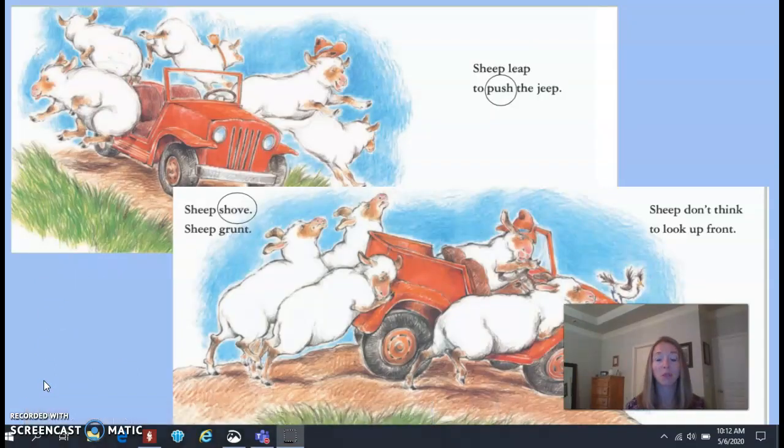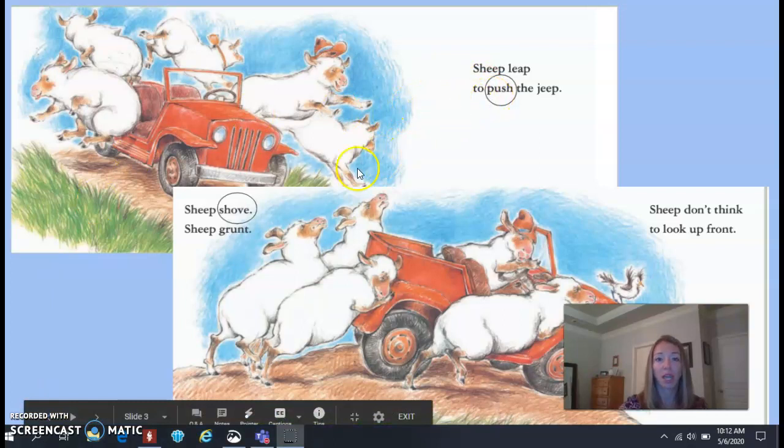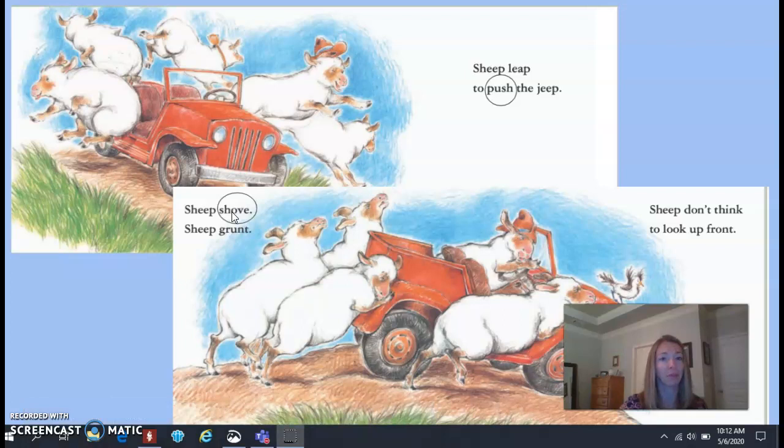Sheep leap to push the Jeep. Sheep shove. Look at these words, push and shove. They mean almost the same thing. Let's think about what push means.